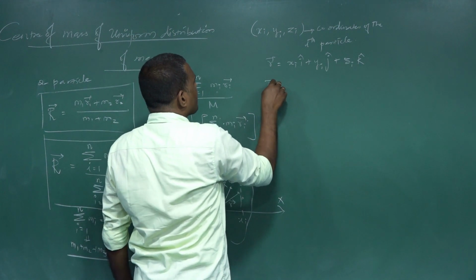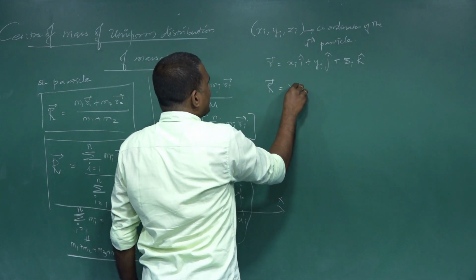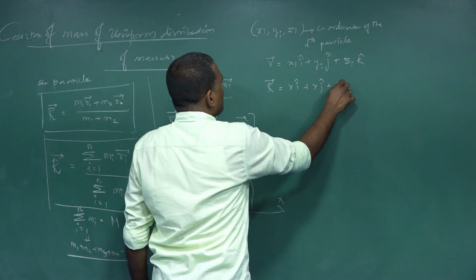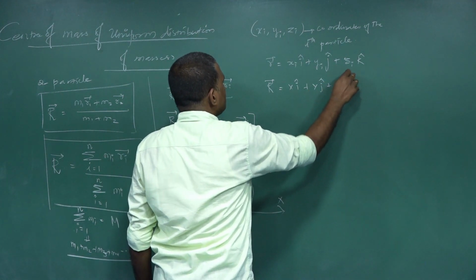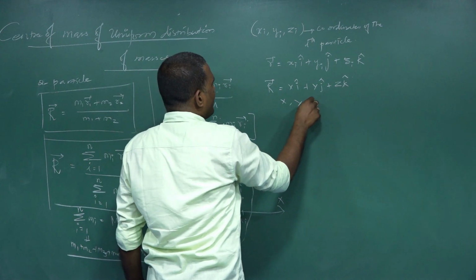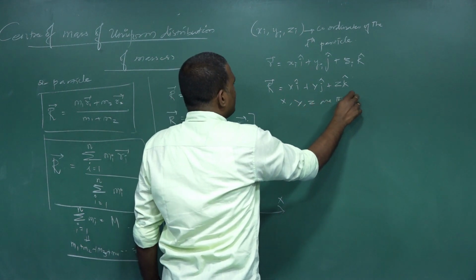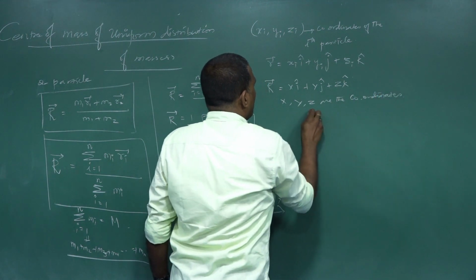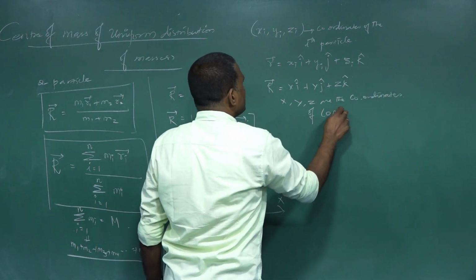So R vector can be represented as X i cap plus Y j cap plus Z k cap, where X, Y and Z are the coordinates of the center of mass. See this one?